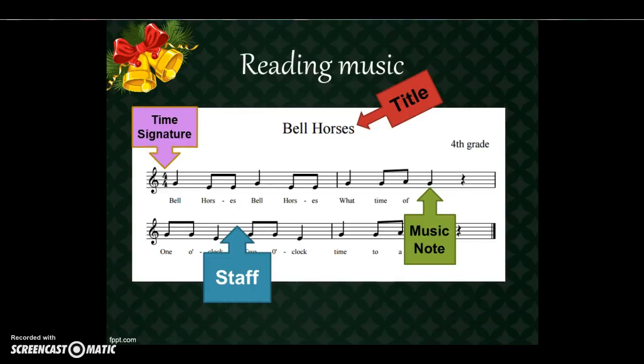We also have a time signature. The time signature tells us how many beats there are going to be, whether it's 4, 2, or 3. We also have this nifty thing called a measure, and a measure groups those beats. It is a group of beats, and what separates each measure is a bar line. So that bar line separates those groups of beats.